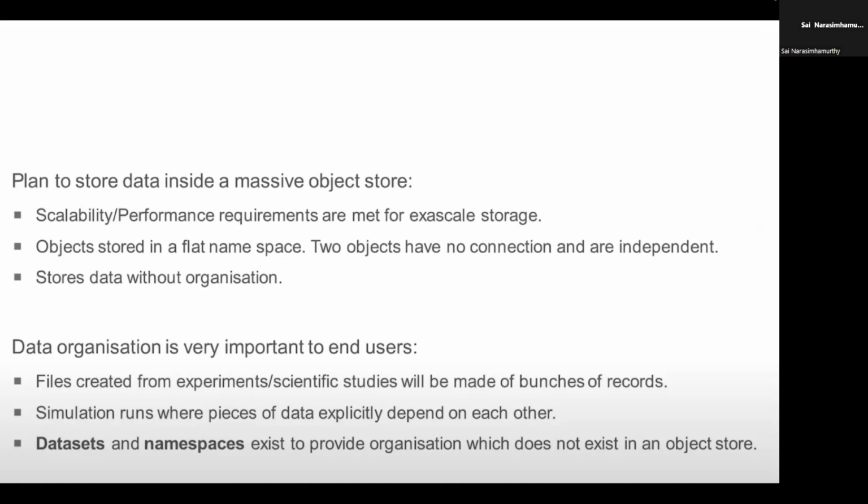If we can think of some of the use cases that Sai presented, for example, the weather, some of the astrophysics examples, data created in step 1, step 2, and any other subsequent step, they might need to be accessed and created together. So where simulations, where the pieces of data explicitly depend on each other. So for this point, we have the definition of data sets and namespaces. So again, this is a concept we went through multiple times now, but it provides a way, an organization on top of the object store, which we otherwise wouldn't have.